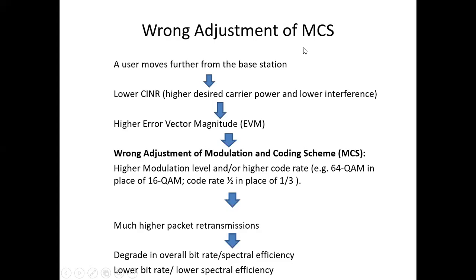What will happen? There will be too many bit errors. So too many packets will be in error, and you need more packets to be retransmitted. As you keep retransmitting so many packets, the overall data rate will then be lower.